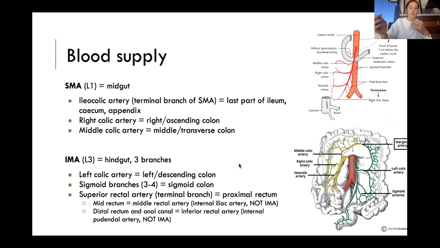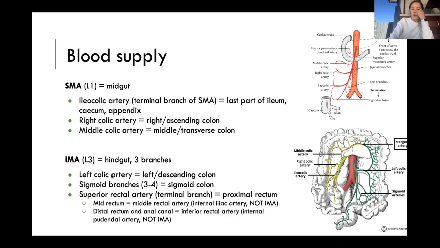So the blood supply is the SMA and the IMA. So if you're just thinking midgut, hindgut, it's further down the aorta. From the SMA, it makes sense when you look at the diagram: you've got your SMA at the top, and then it's got three branches that supply your colon. You've first got the ileocolic, which supplies the ileum, the cecum and appendix, and then your right colic, which is the right colon, and the middle colic, which is your transverse or middle colon. And then you move on to your IMA, which has three branches.